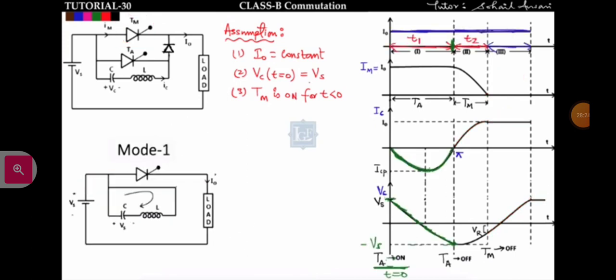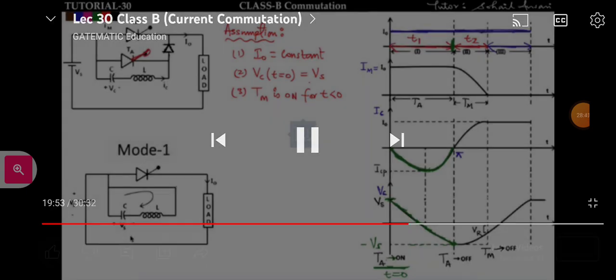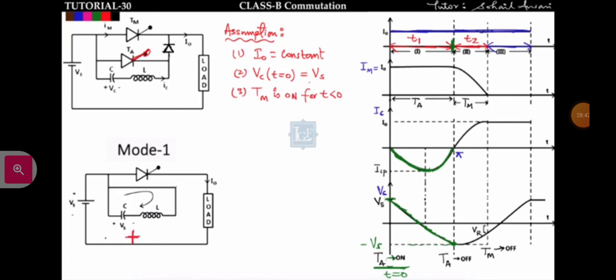So if I have to explain all the 3 modes, how will I explain? See, in mode 1 I am triggering this thyristor TA at t is equal to 0. So this capacitor will discharge and charge the inductor. Now this inductor will discharge and it will charge the capacitor, and the polarity of voltage across the capacitor at the end of mode 1 will be from minus to plus like this. And the waveform I will get like this.